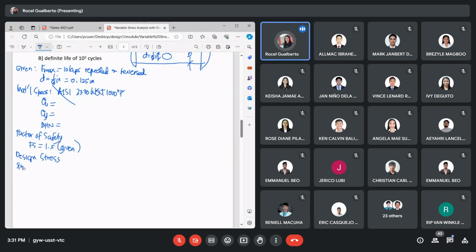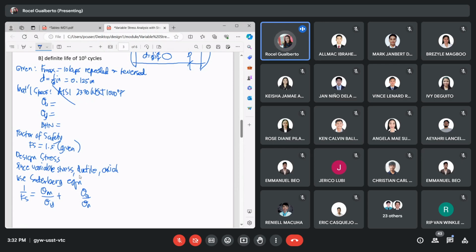Okay? Since this is a variable stress, and then, kunin po natin anong type ng material. 2330 is ductile. And then, ano po yung type ng loading? Axial. Specifically, this is tension. Okay? So, use now Soderberg. So, Soderberg po ang gagamitin po natin. In what form? Kung axial po yan, so sigma po. 1 over Fs equal to sigma M over sigma Y plus sigma A over sigma N. Okay? Yan po yung gamitin natin kasi Soderberg.